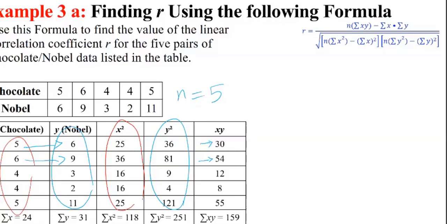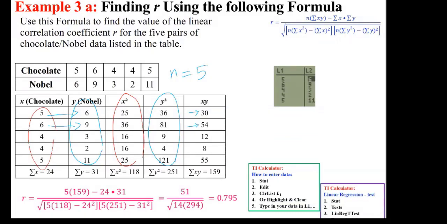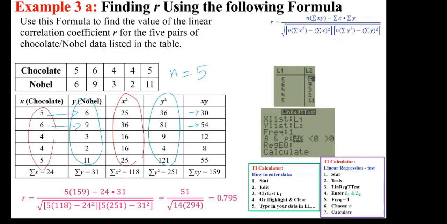Now, what if we wanted to do it with TI? We put the information in L1 and L2, and the TI calculator's linear regression test will give you the value of R. You have to do that. It gives you more than that, but you have to do that. So you use that stat test, linear regression t-test, enter L1 and L2, and if you want to choose whatever, in this case not equal. Take a look at what happens when you put that.